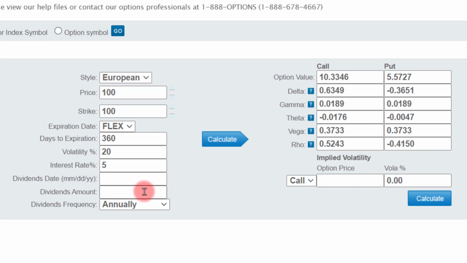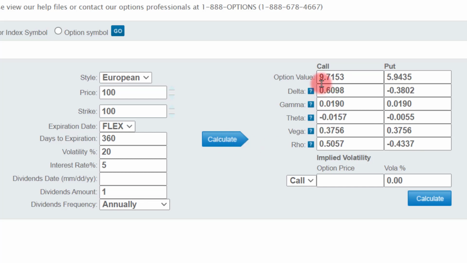Now, what if we increase the dividend? Let's go from 0 to 1. We should see the call price decrease and the put price increase. Now, they're not going to be $1 each, and they're certainly not going to be 50-50. There's a little bit of math involved. It's going to get shared between them. But let's click on calculate and see the effect of the dividends.